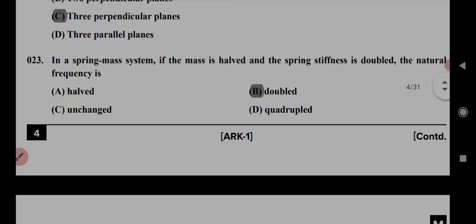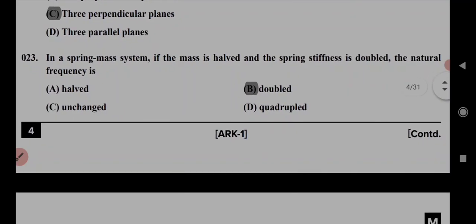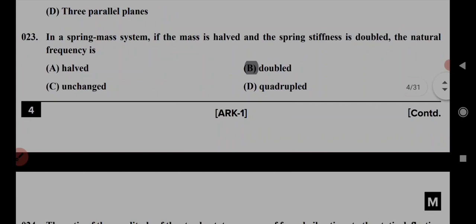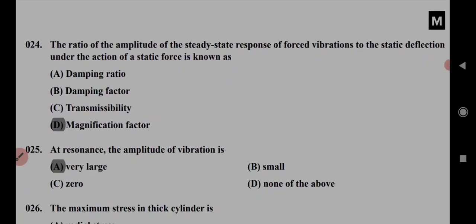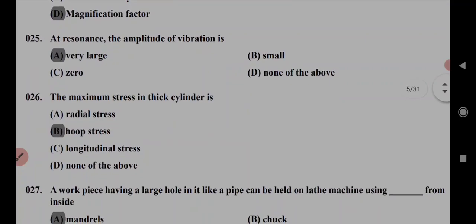In a spring mass system, if the mass is halved and the spring stiffness is doubled, then the natural frequency is doubled. Option B is correct. The ratio of the amplitude of the steady state response to the forced vibration to the static deflection under the action of the static force is known as the magnification factor. Option D is correct. At resonance, the amplitude of the vibration is very large.